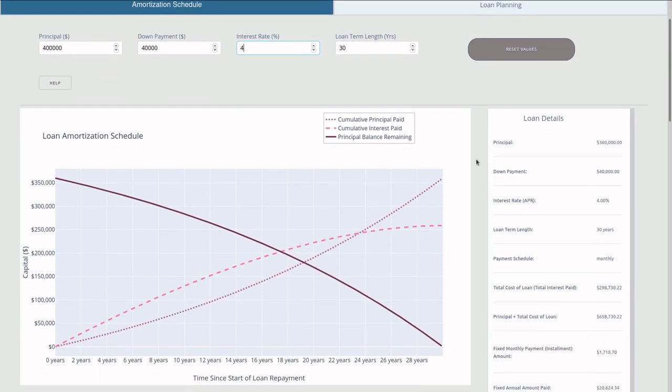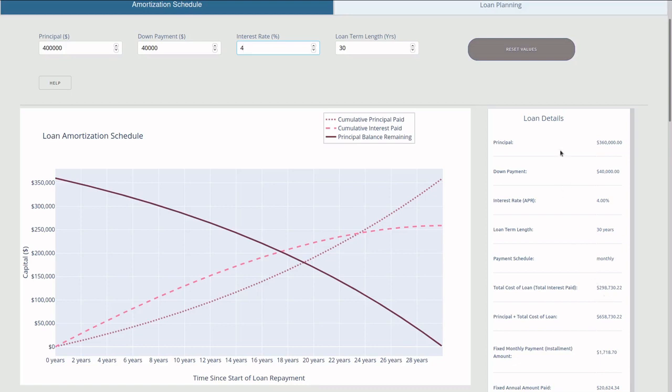The number you want to look at is in the Loan Details table on the right. The total cost of the loan shows the total interest that you will pay over the lifetime of the loan. You can see here that it's $298,000.